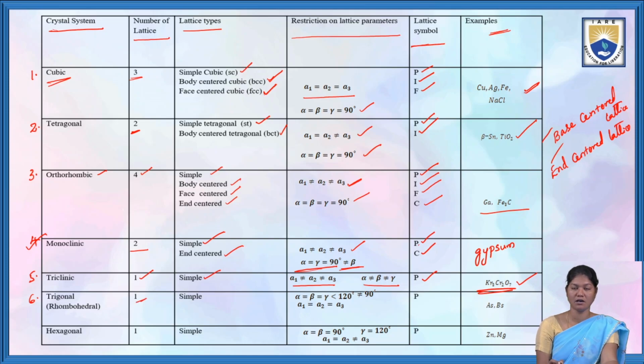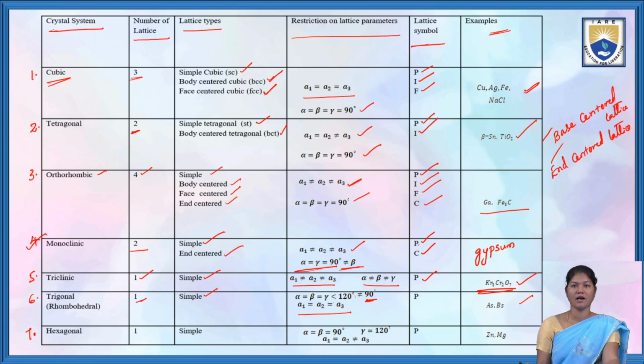And the sixth one, trigonal or rhombohedral. It gives 1 space lattice, that is simple trigonal. Dimensions are A1 is equal to A2 is equal to A3. Alpha is equal to beta is equal to gamma, that is less than 120 degrees but not equal to 90 degrees. So this is primitive lattice type, and we can take the example of arsenic.